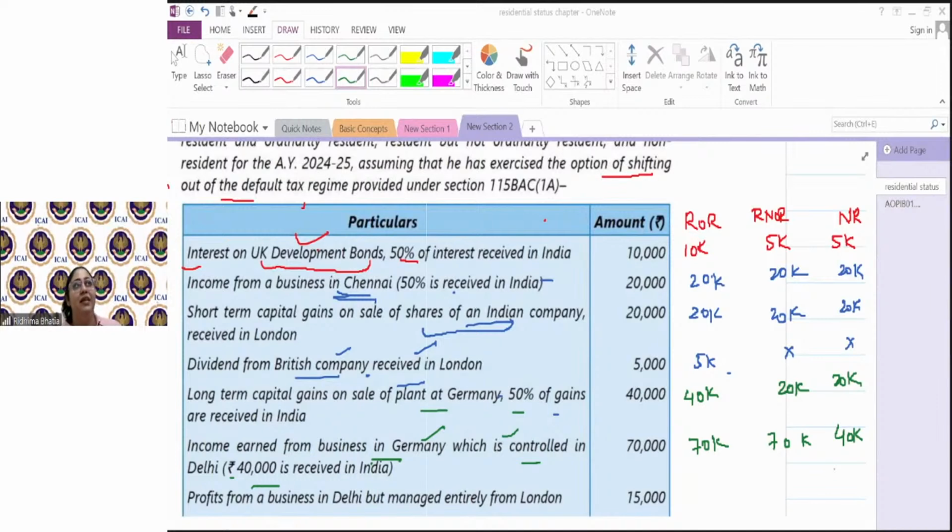Business controlled in India but business is accruing outside India would be taxable in the case of RNOR, but non-resident के केस में ऐसा कोई concept नहीं है. Which point, Mansi?